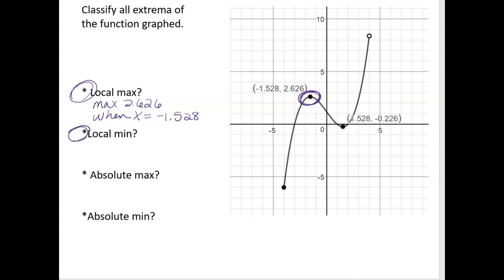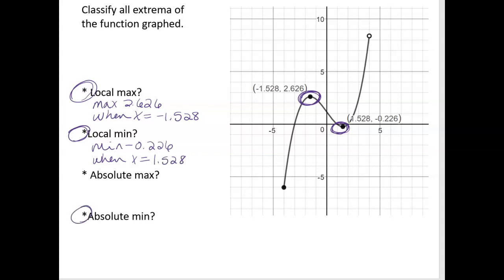Okay, your local min is going to be this point here. Once again, it's not the lowest of the entire graph. It's just a low spot of that section of the graph, okay? And the graph is decreasing and then it changes to increasing. So it is a turning point of the graph. So you'll say you have a min of negative 0.226 when that x value is 1.528.